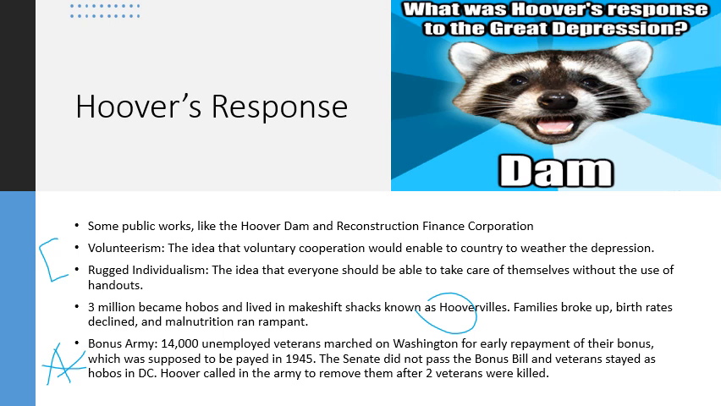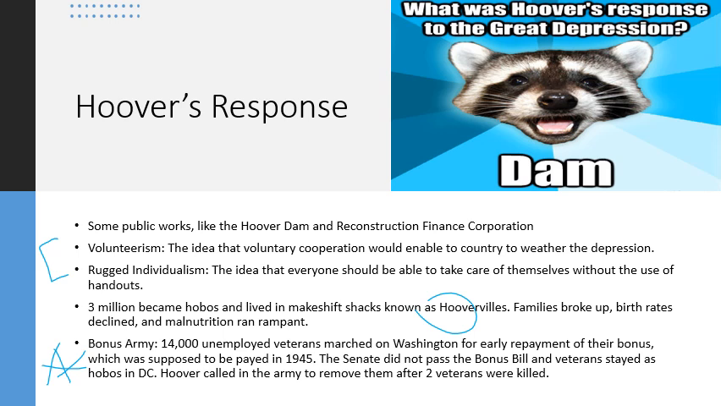The Senate is going to refuse. They don't pass the bonus bill. And a lot of veterans, since they're homeless anyways, stay as hobos in Washington, D.C., which is not a good look for Washington, D.C., you guys. We can't have people on the grass of our nation's capital living in Hoovervilles, right?